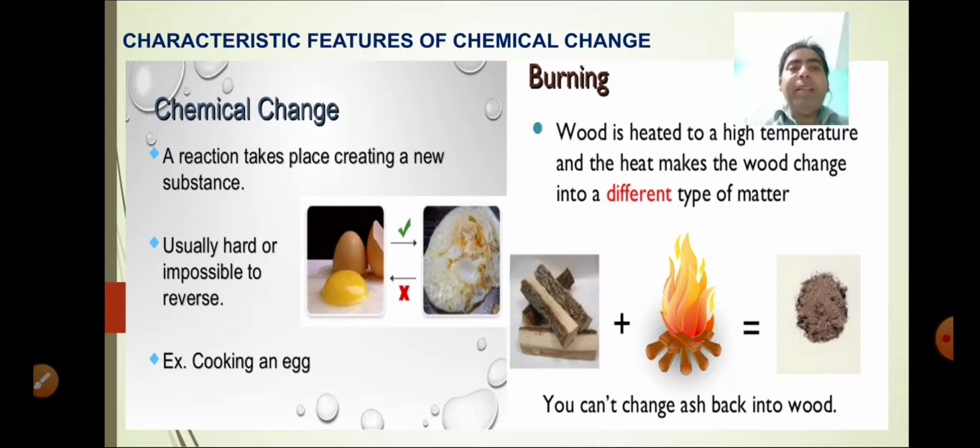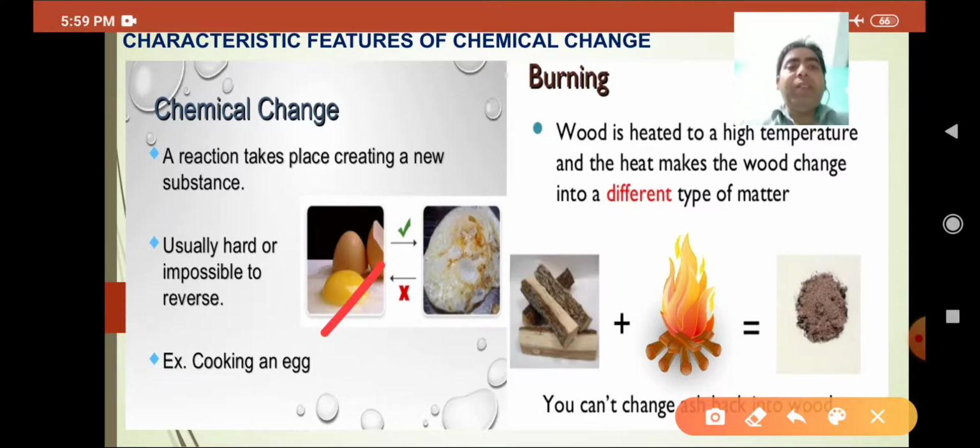Here an example is given. You boil the egg or you fry the egg, what happens? A new substance is formed, and the nature also changes. A chemical change is a permanent change. We cannot get a raw egg back from the boiled egg or the fried egg.